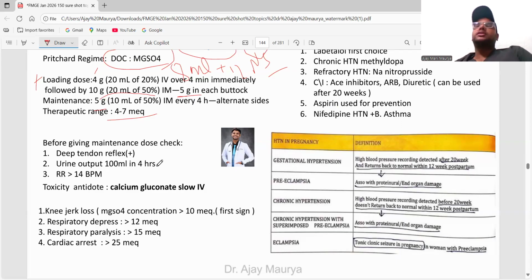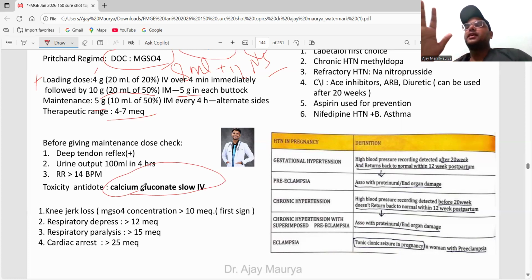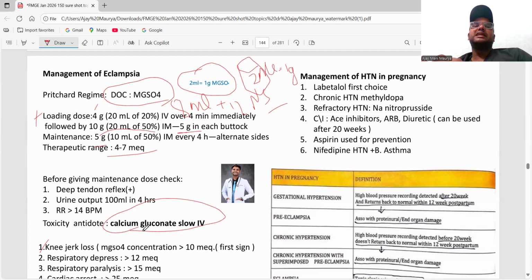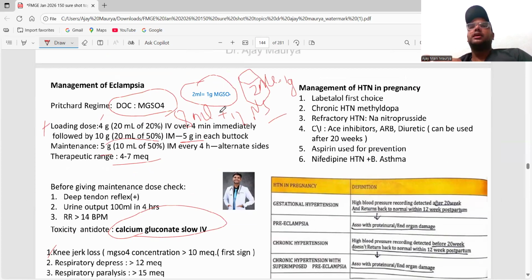If it is toxic, then you have to give calcium gluconate slow IV. What is the first sign that we are giving more MgSO4? Loss of knee jerk is the first sign. Next is respiratory distress if the level is more than 12, paralysis more than 15, and cardiac arrest more than 25. Remember this simple one. One MCQ for sure.